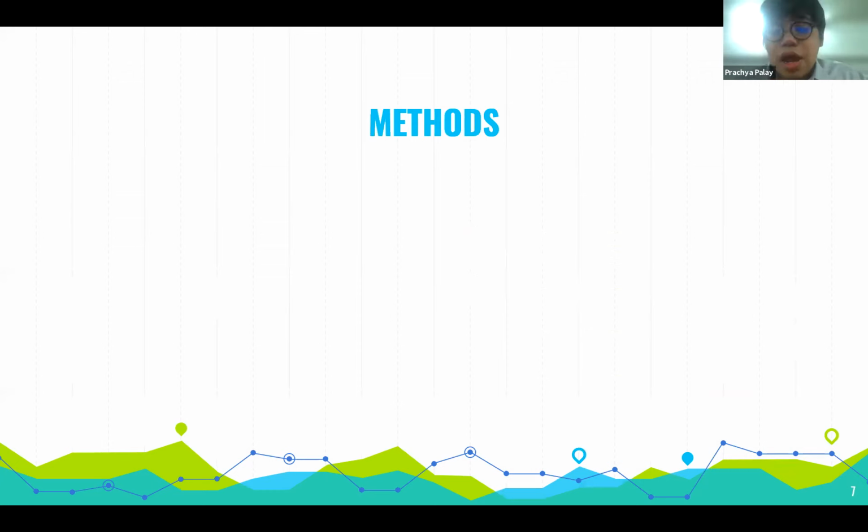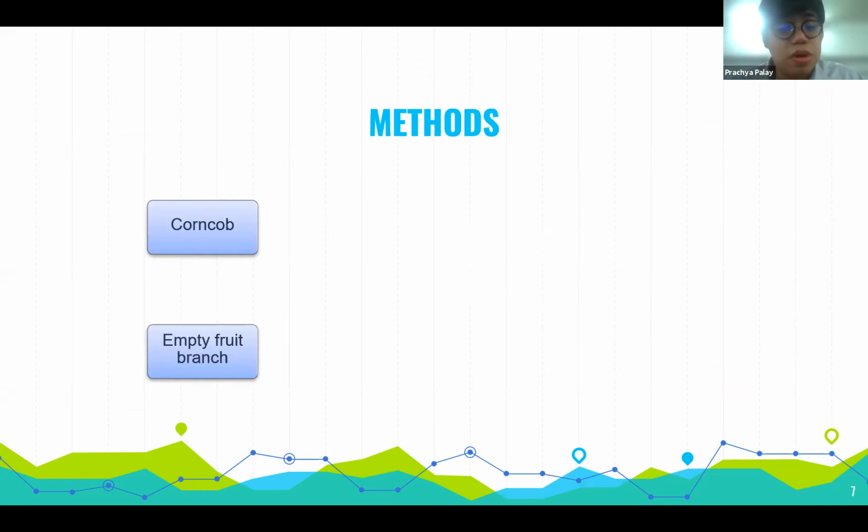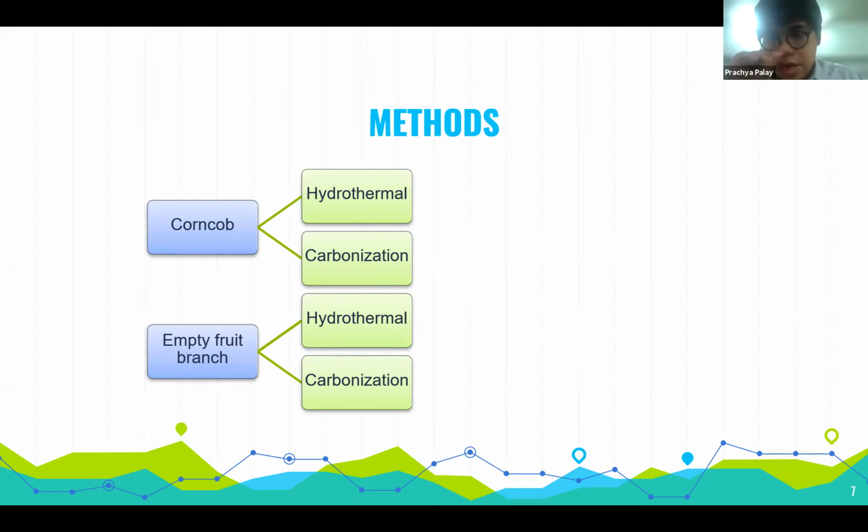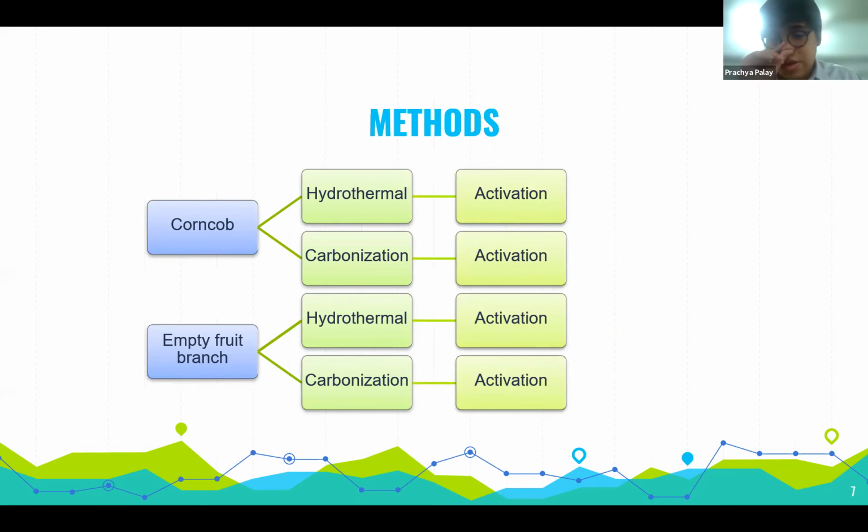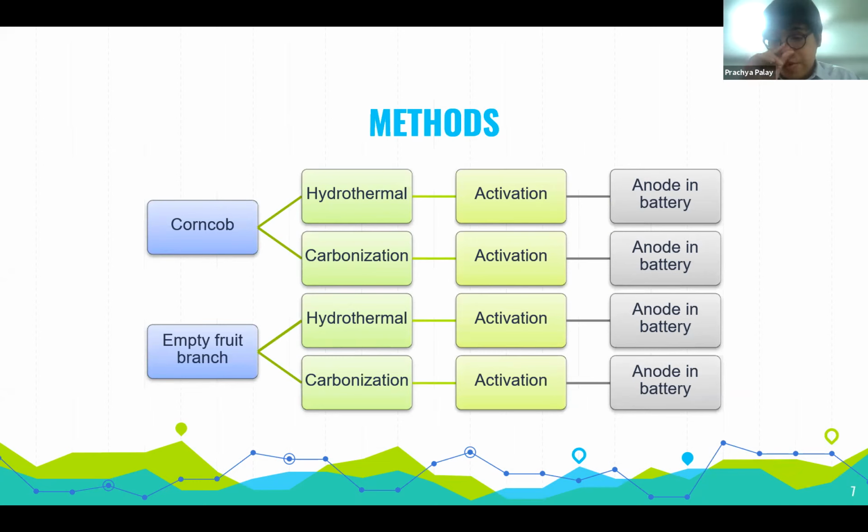For the method, I would like to tell about the pre-treatment process. I put the two raw materials through pre-treatment, hydrothermal carbonization and carbonization, to get the char, and then put those through the activation process to get the hard carbon and increase the surface area and porosity. After all, I will use the hard carbon as the anode in the battery.